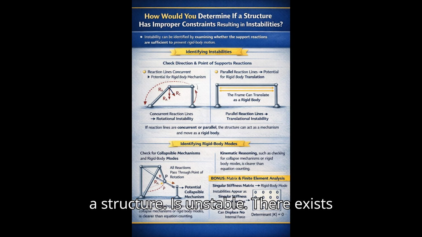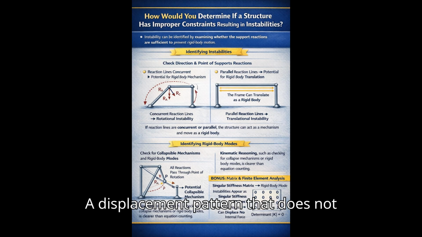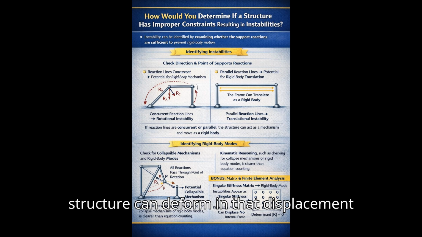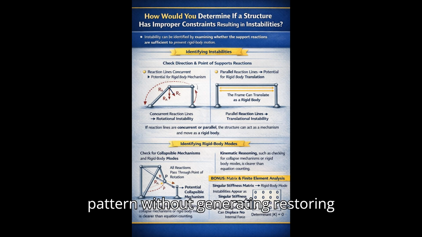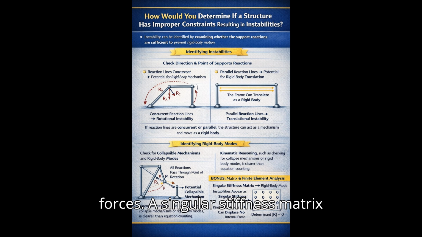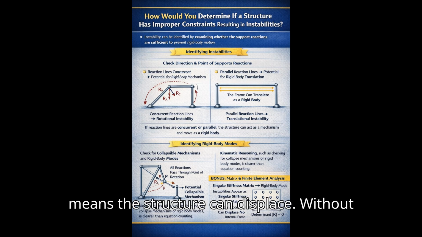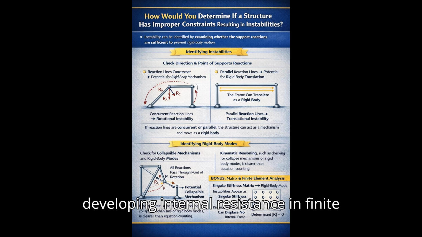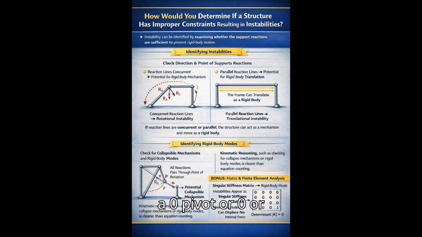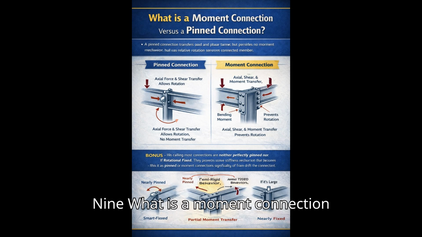If a structure is unstable, there exists a displacement pattern that does not require internal strain energy. The structure can deform in that displacement pattern without generating restoring forces. A singular stiffness matrix indicates the presence of a rigid body mode or mechanism. Physically, it means the structure can displace without developing internal resistance. In finite element analysis, this often appears as a zero pivot or zero or extremely small eigenvalue corresponding to a rigid body mode.